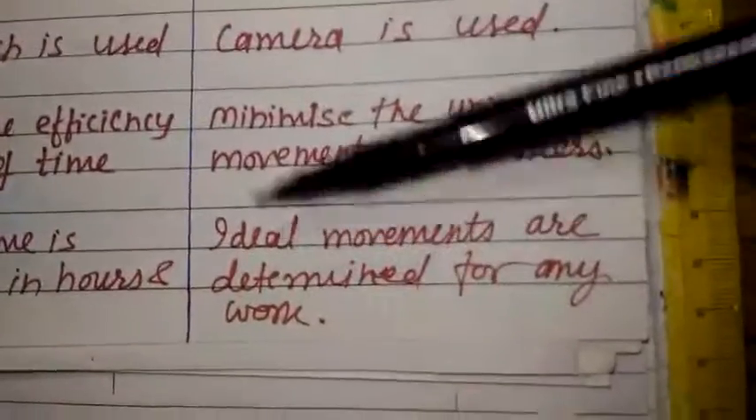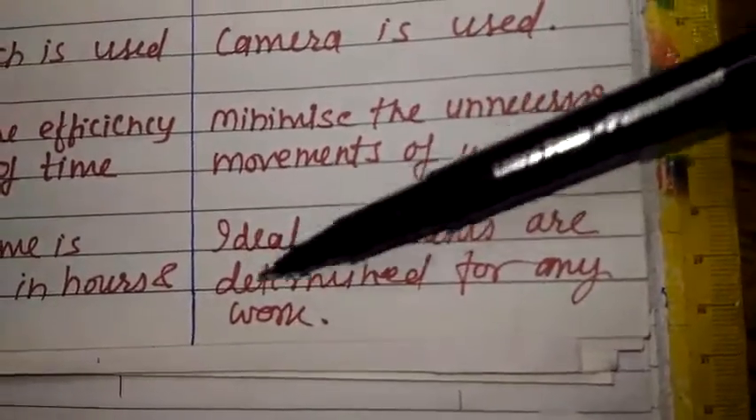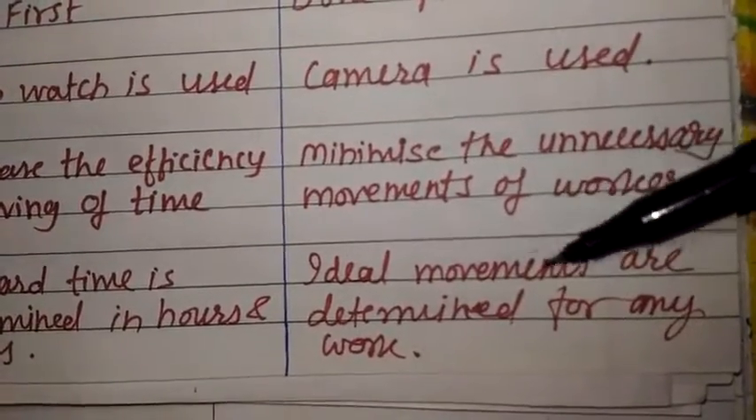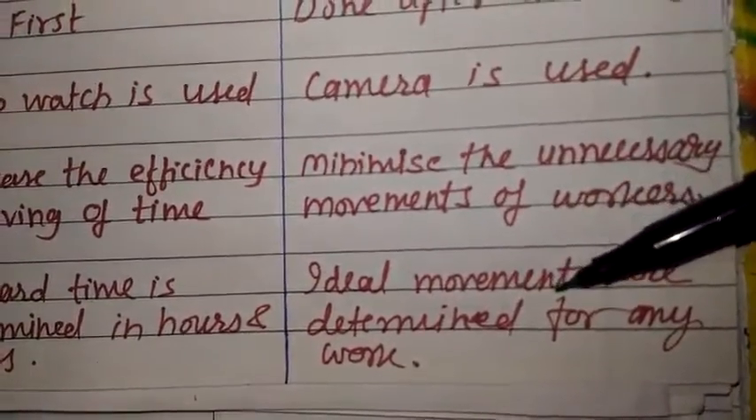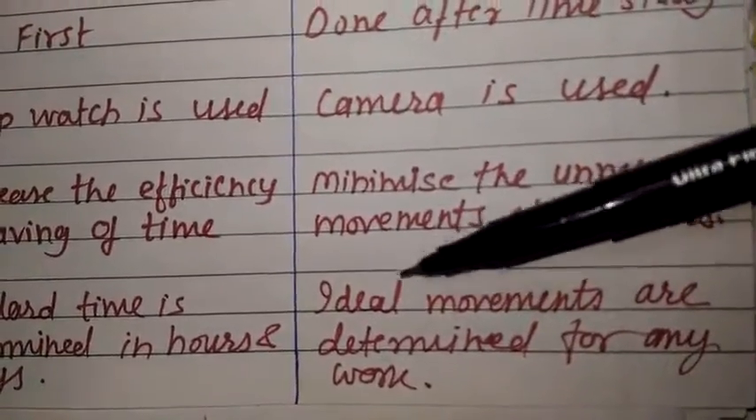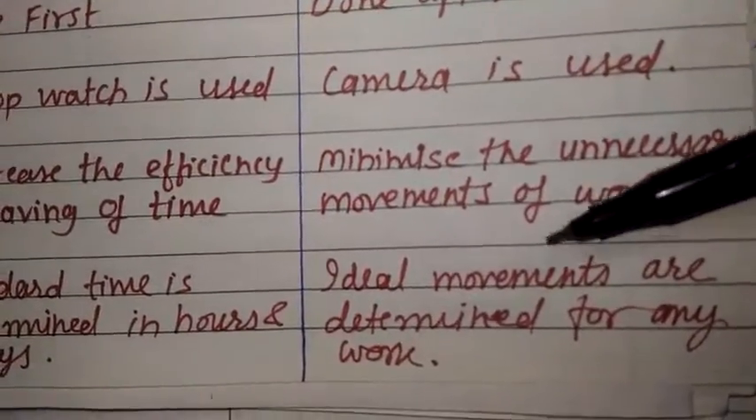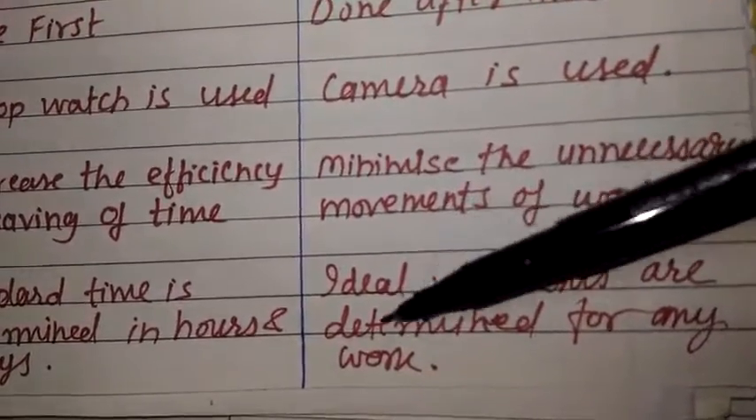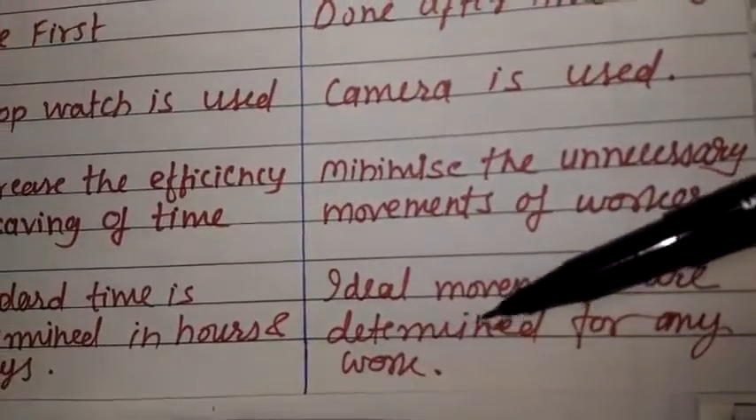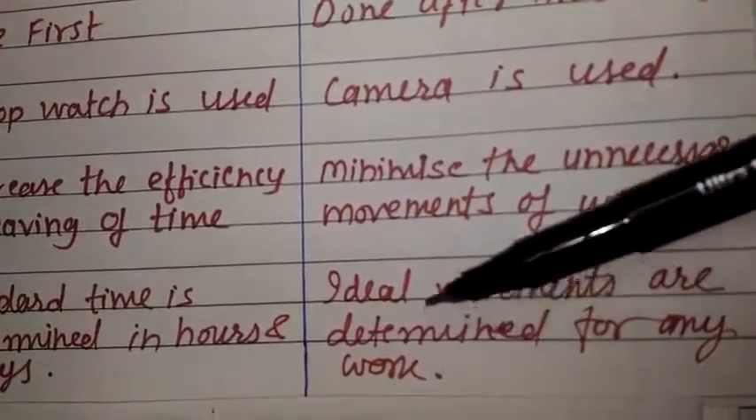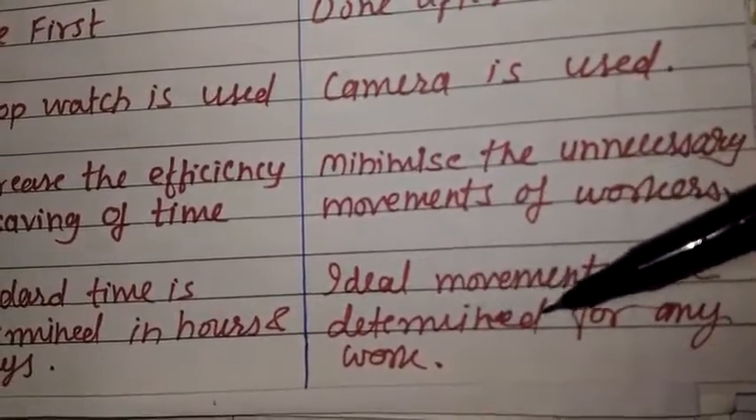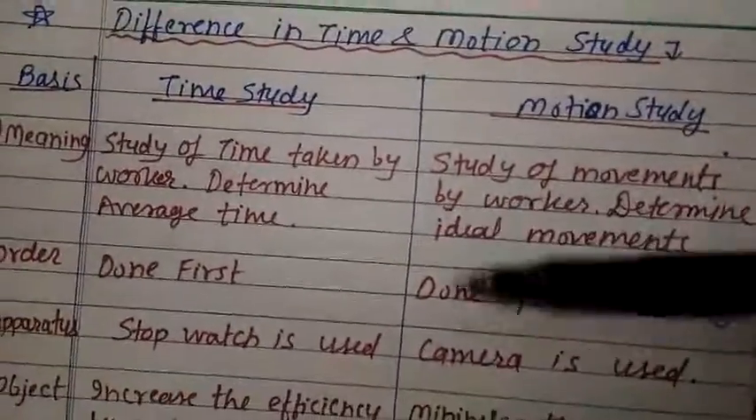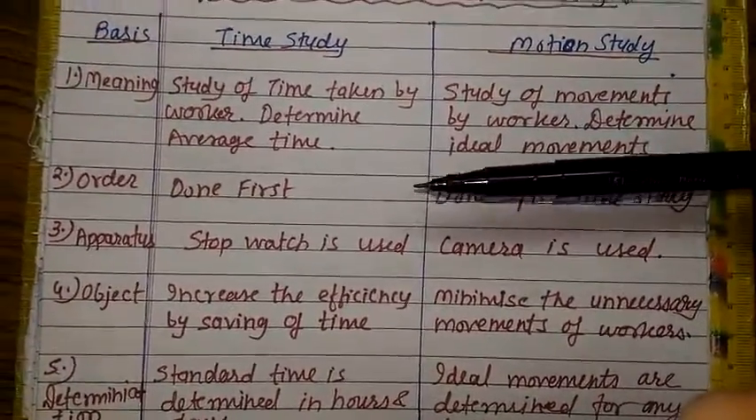And in motion study, ideal movements are determined for any type of work. The workers are asked to perform the work with movements which are helpful in saving their energy, and by which they can comfortably perform their work. So ideal movements are decided in advance for performing any work. The workers get trained on how they have to perform any work and with which type of movements. So this was the difference between time study and motion study.